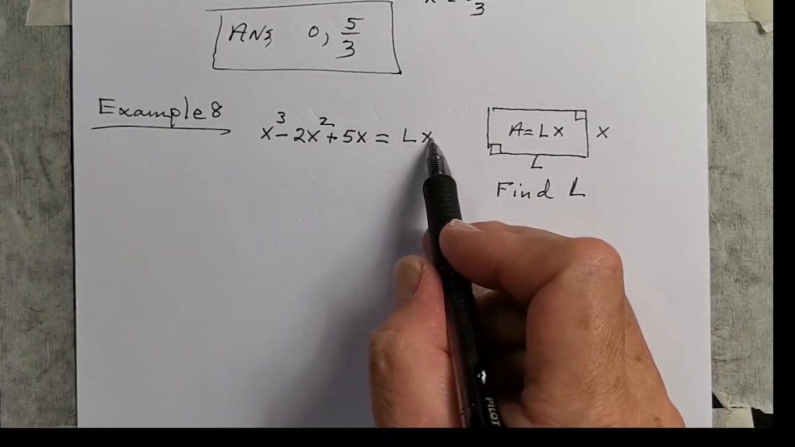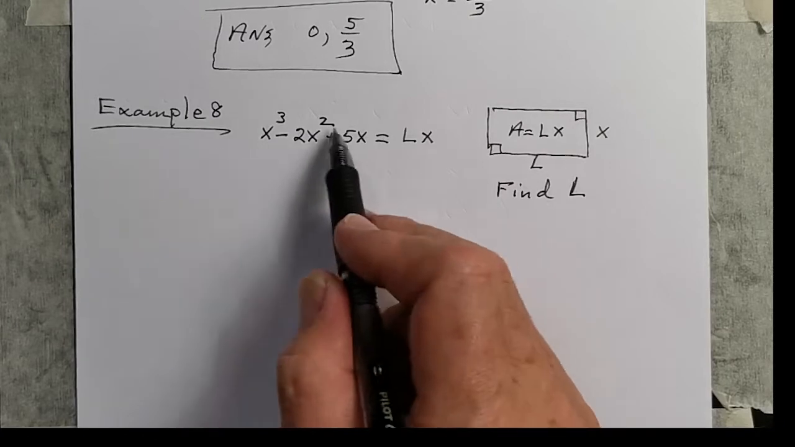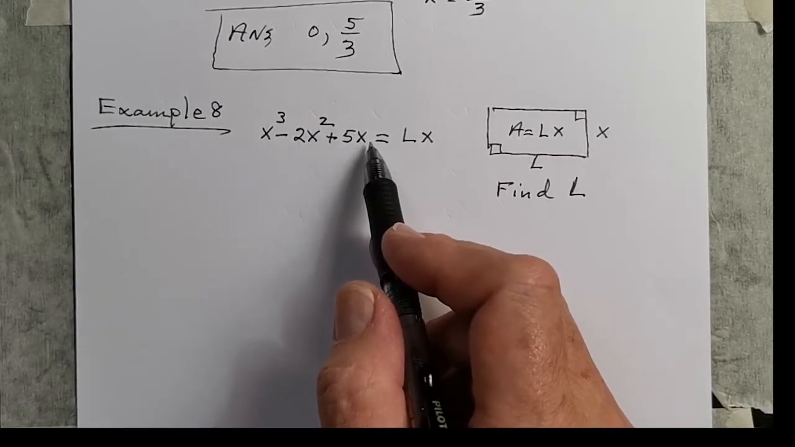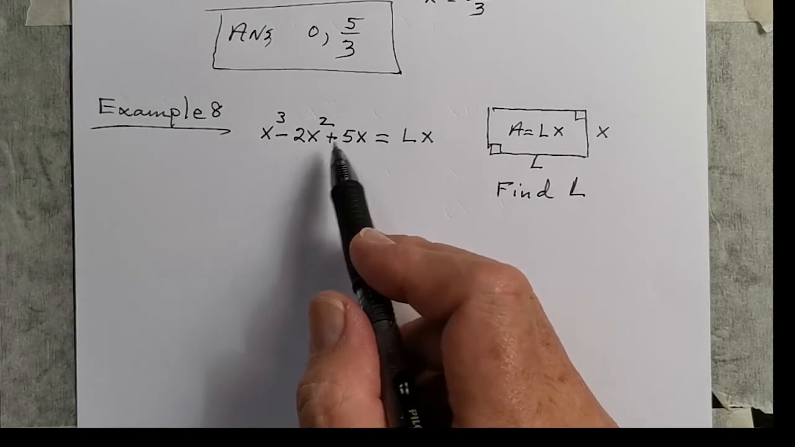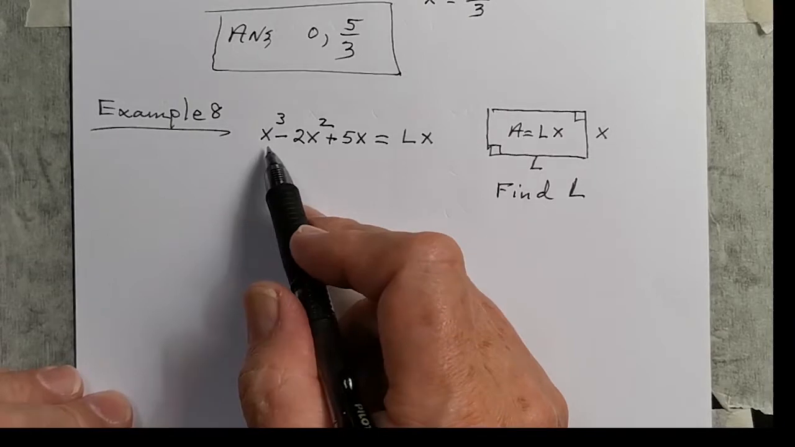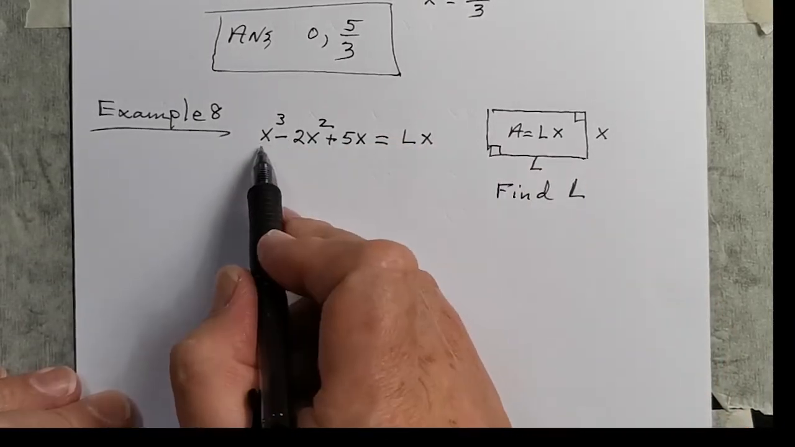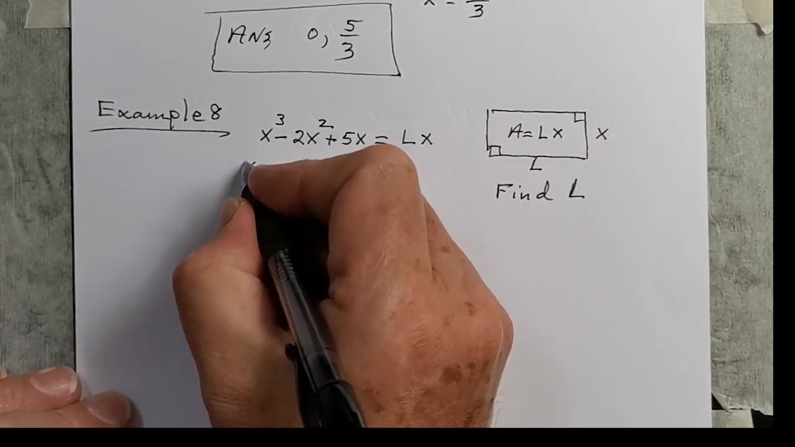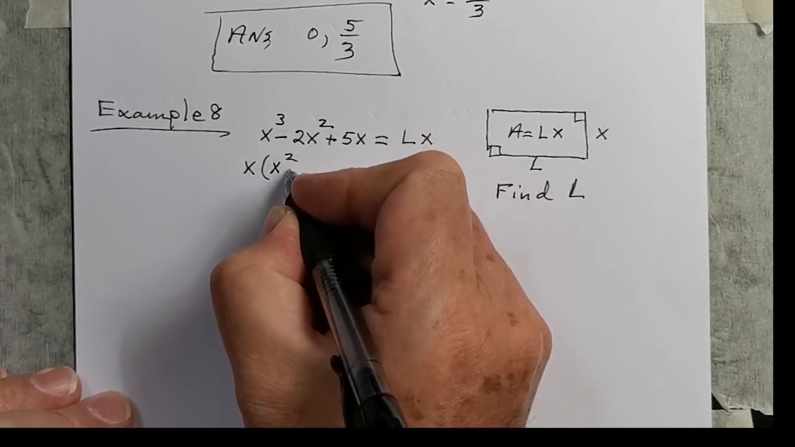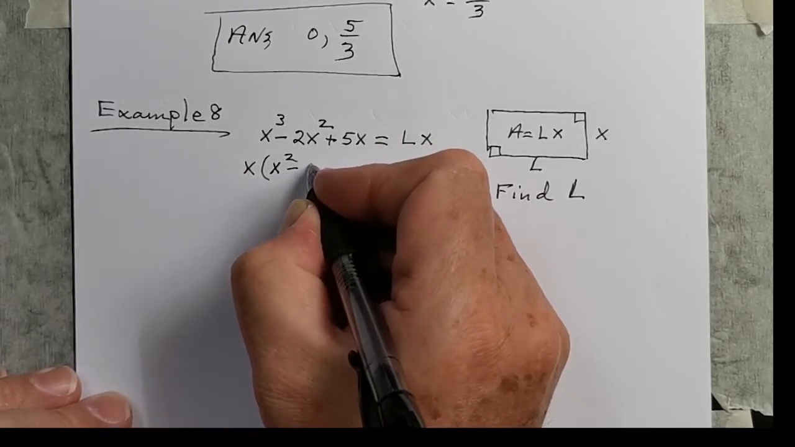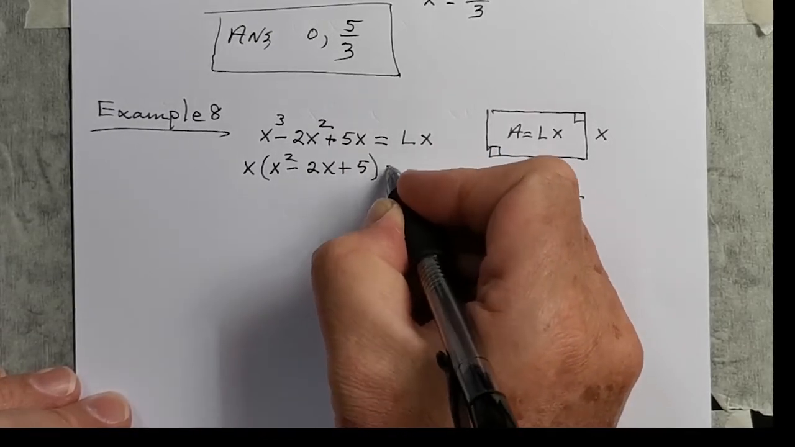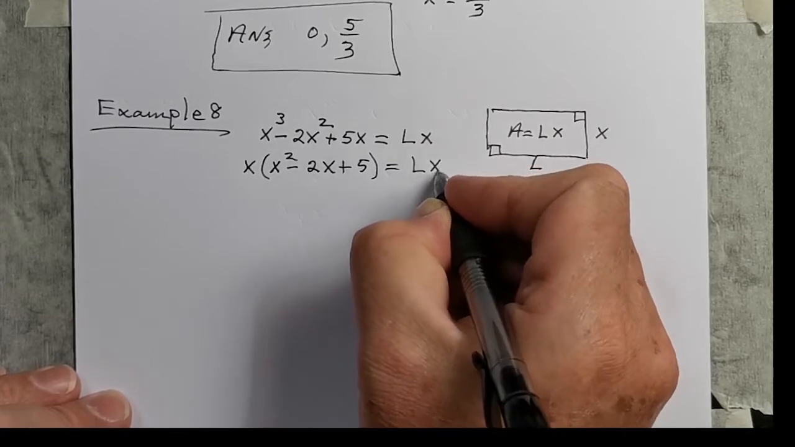Notice that this is L times x. If I could get this to be x times something, or something times x, the something that's multiplying x would be L. So let's see if we can factor out x here, which we can. We see there's an x in everything, so let's factor x out. X times x squared minus 2x plus 5, and that's equal to L times x.